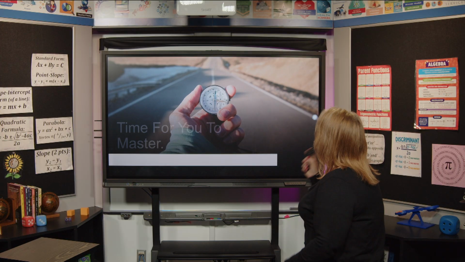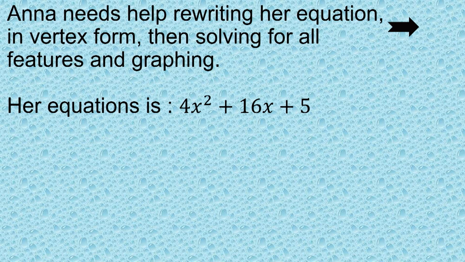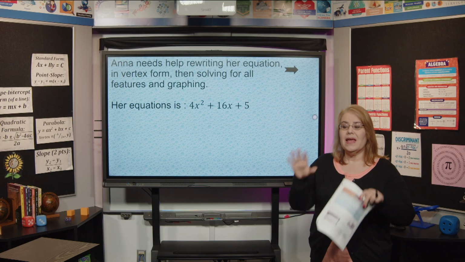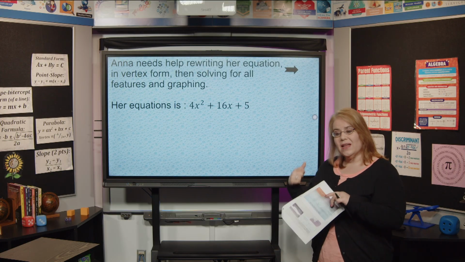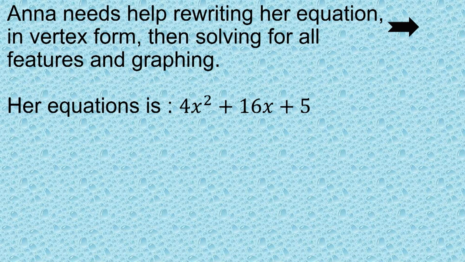Good job. Now, it is time, our favorite time, for us to master. So let's look at this. Anna needs help rewriting her equation in vertex form, then solving for all the features and graphing. Her equation is 4x squared plus 16x plus 5. Now, I'm going to work it. You and your table partner or you by yourself work the problem, get your answers, talk about it, and then come back to me and let's see what we got.